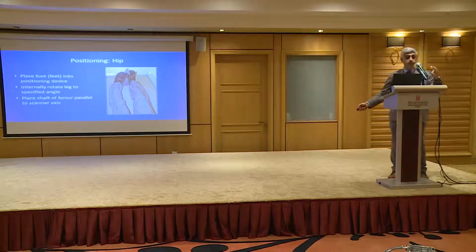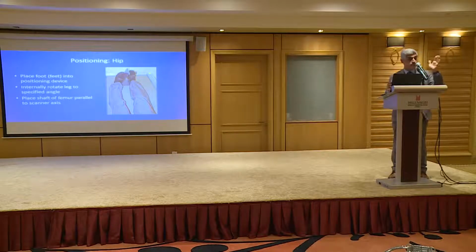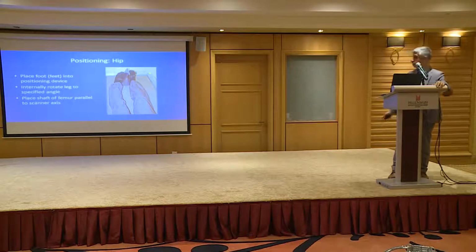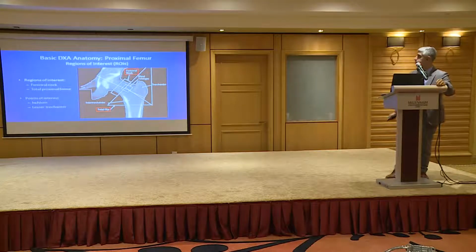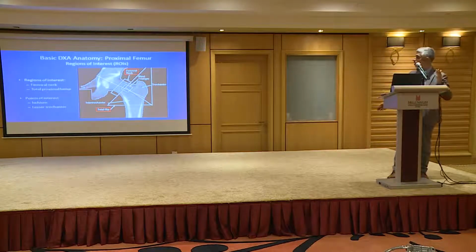This is the hip positioning. It's important that the legs have to be abducted and internally rotated slightly. So that will be the proper positioning of the hip. And the region of interest that we look for in the hip is the femoral neck, which is this rectangular box, and we'll tell you how it's different between machines, and the total hip, which is a composite of the femoral neck, Ward triangle, trochanter region, and the intertrochanteric region. So that's what we call the total hip area. Okay. So these are the two regions of interest we mentioned.